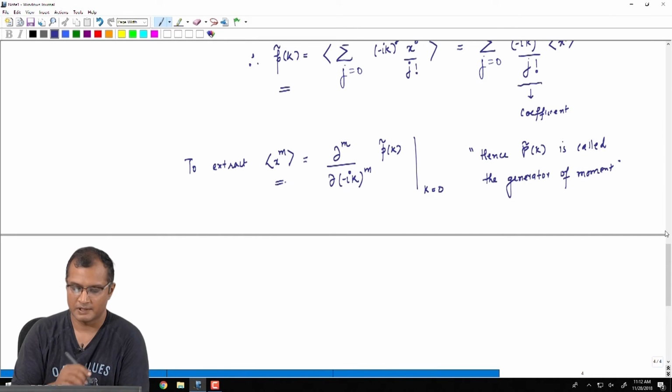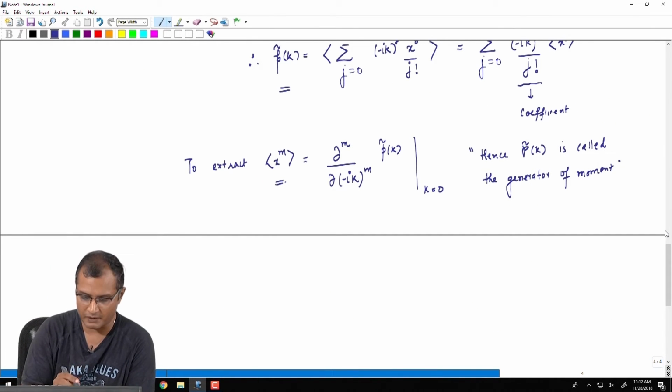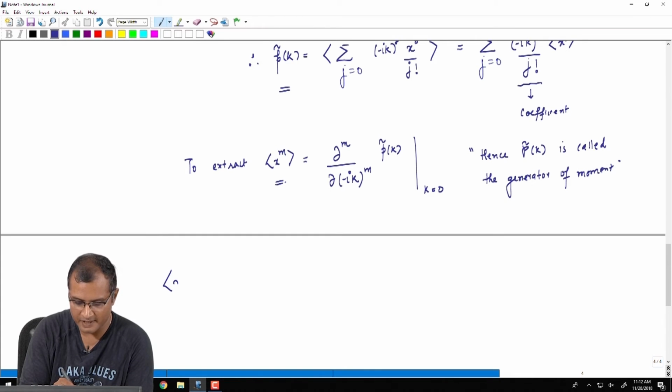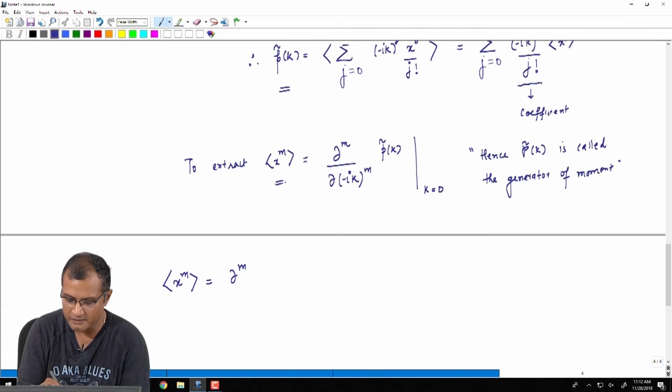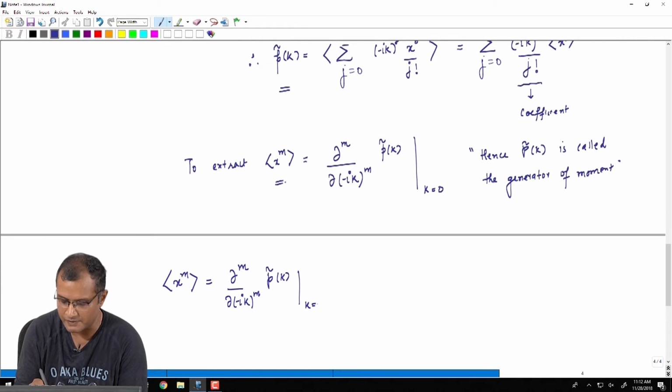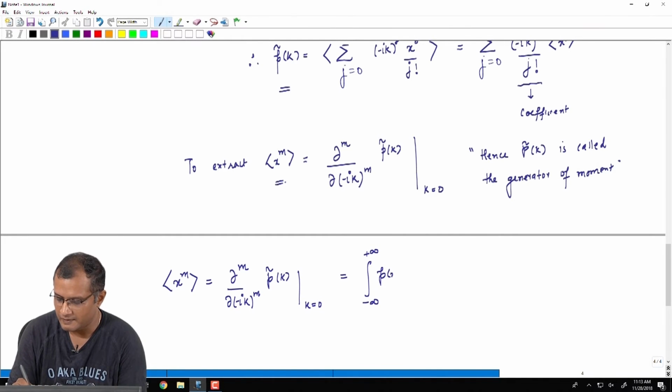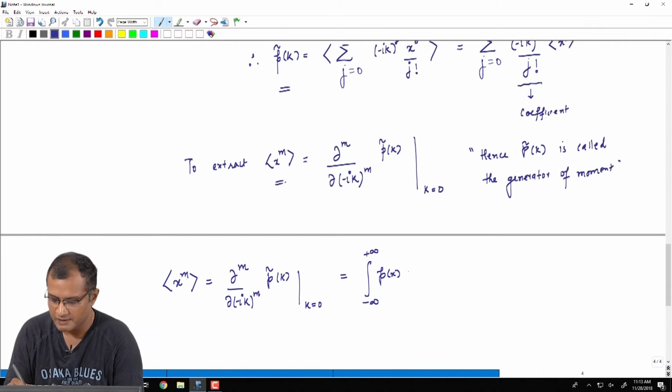So, if we compile everything that we have now, what we have just derived is basically the formula that the mth moment of a random variable is the mth derivative of the characteristic function at k equals 0, and this is equal to the brute force integration of our mth power of the random variable.